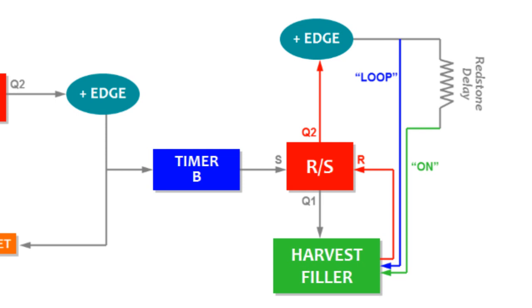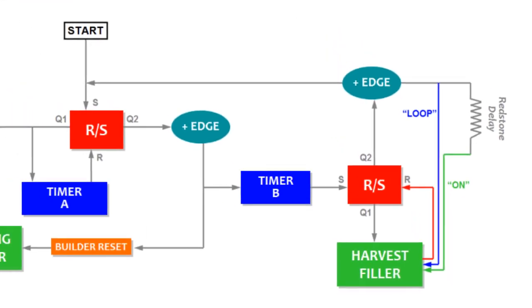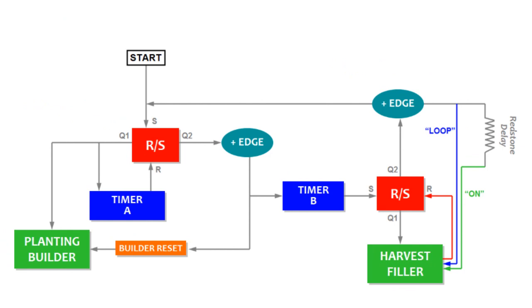And then the final part of that is that edge trigger sends a pulse at the same time out to the set line of the initial RS NOR latch, and it goes back full circle and we're all done. So let's go ahead and build this in Minecraft now that we have a better understanding of how everything is going to work.